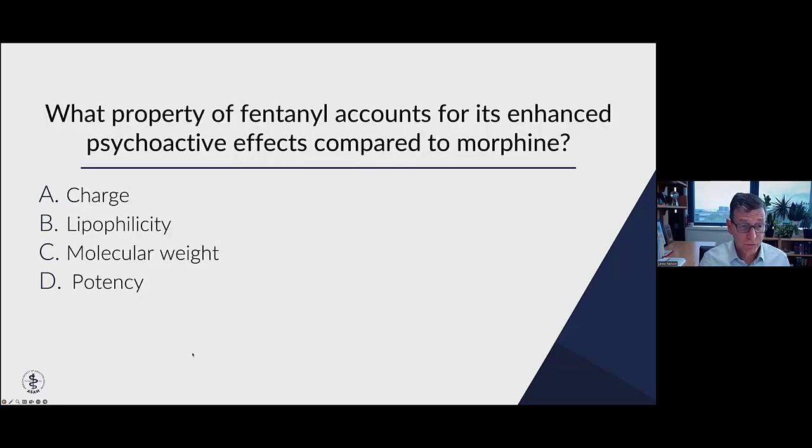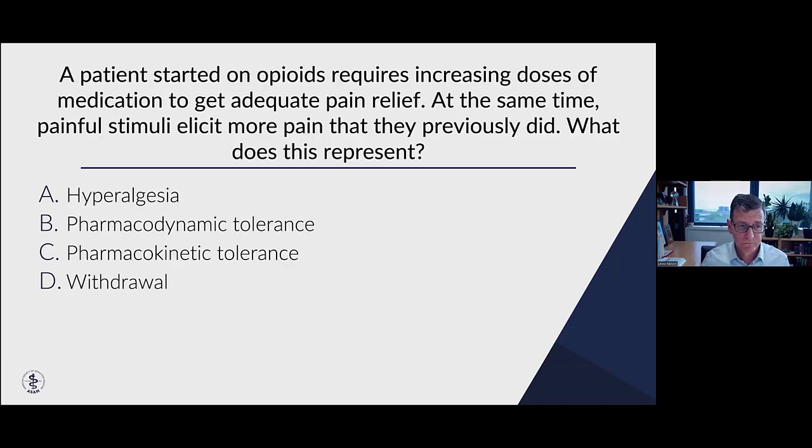Okay, so the answer to the first question is lipophilicity, right? That's the key driver of fentanyl's euphoria and of its long-term complicating effects on induction, for example, or initiation of buprenorphine. And of course, this is a classical description of hyperalgesia, which I brought up earlier as a key driver of the opioid crisis.